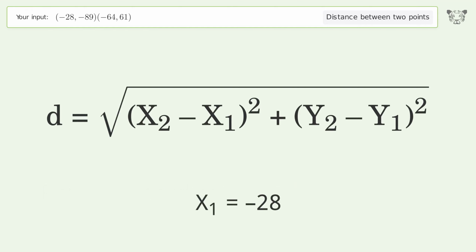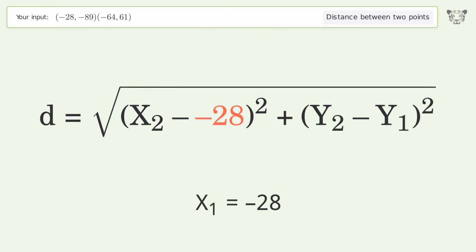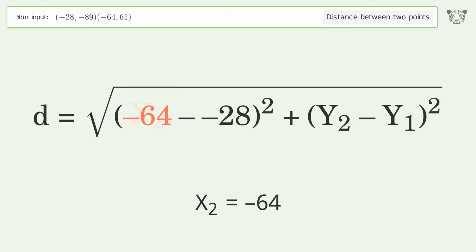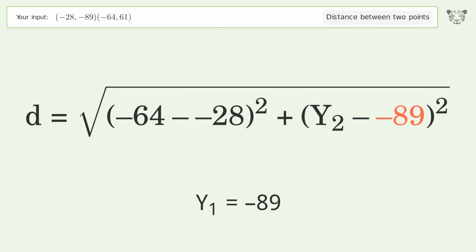x1 equals -28. x2 equals -64. y1 equals -89. y2 equals 61.